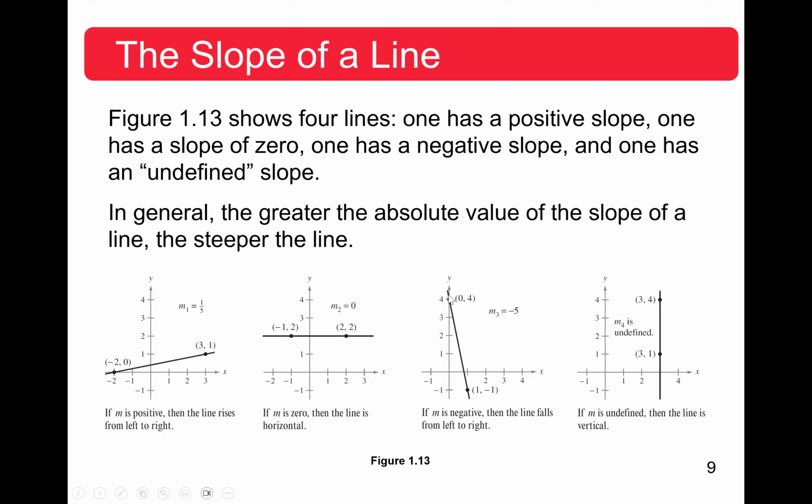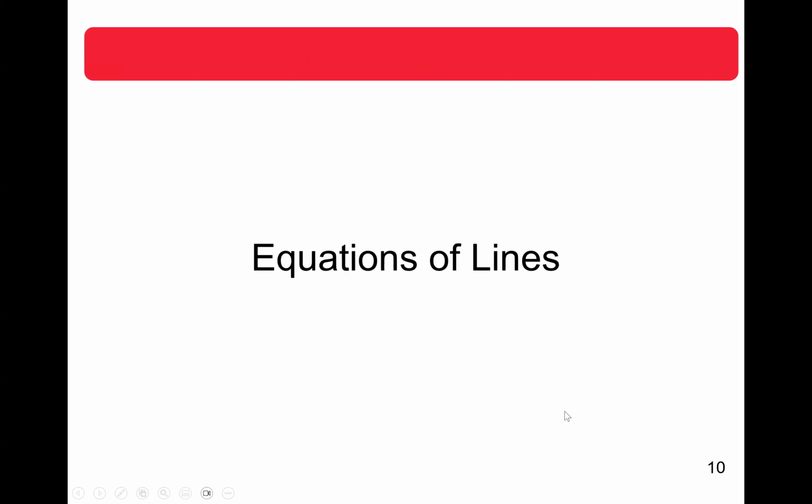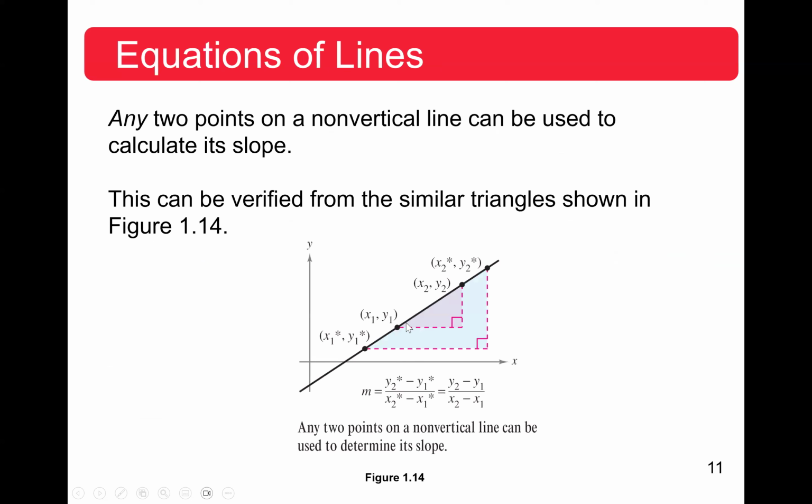Now when we have a line falling from left to right, as we can see on this diagram, our slope will be a negative value. So a line rising from left to right will have a positive value for the slope. A line falling from left to right, the slope will be a negative value. And as we said earlier, for a vertical line, there's no slope value. So m is undefined.